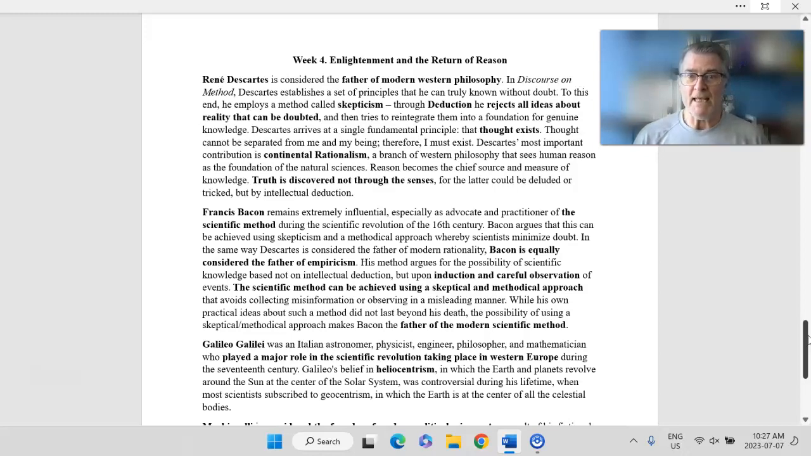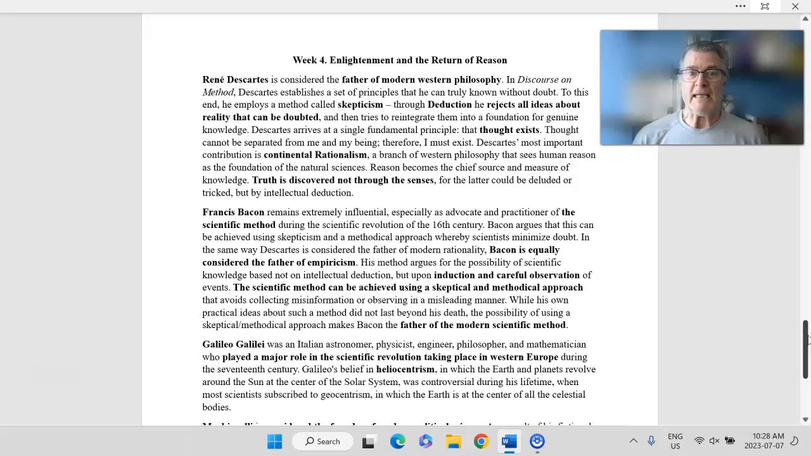And so he says, if that is correct, I can strip away everything else. But the one thing I cannot, even if I'm doubting, I'm still thinking. So the act of thinking, the act of thought, that's what exists. And so that's his fundamental discovery. But it is a powerful one.